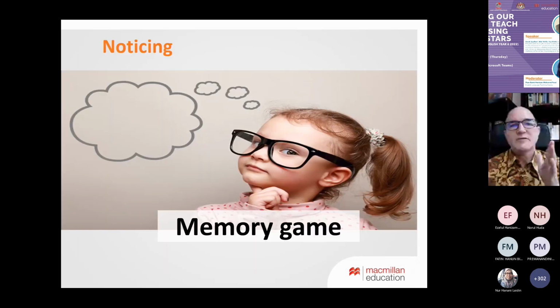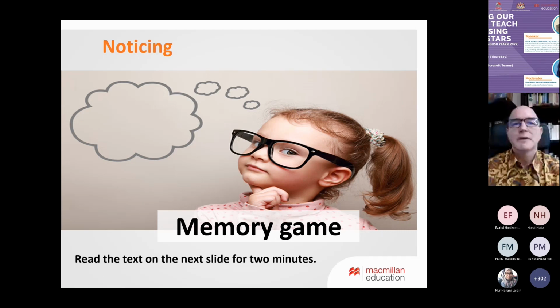What this means is we are getting students to look at the grammar, but not really understand at the moment exactly what they are looking at. We want them to notice it. We want them to just think, there's something new that I haven't seen before. I've seen some of the grammar, but what's this new piece of language that I haven't seen? This is the idea. And we can do this using a memory game.